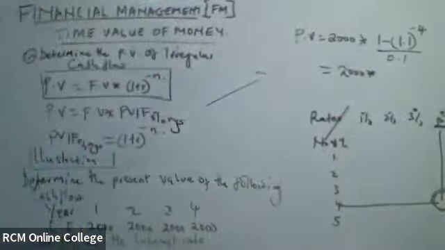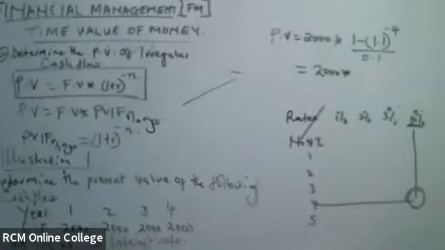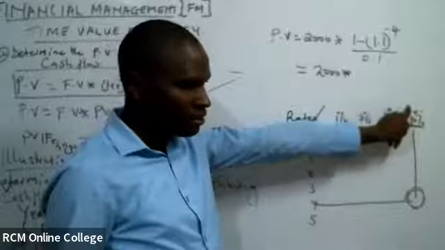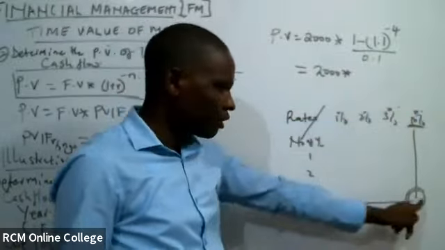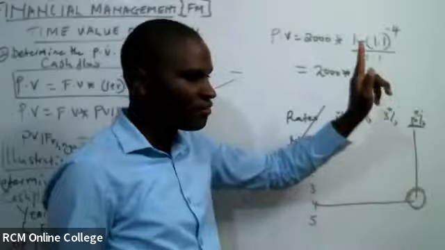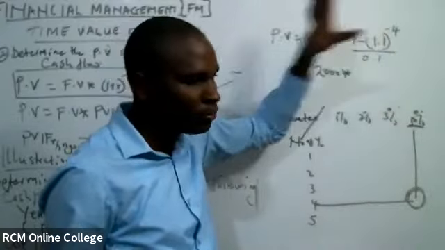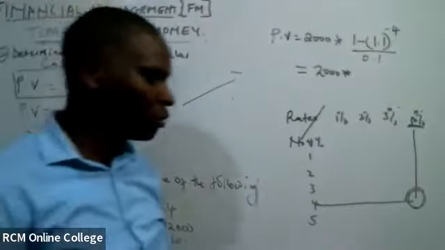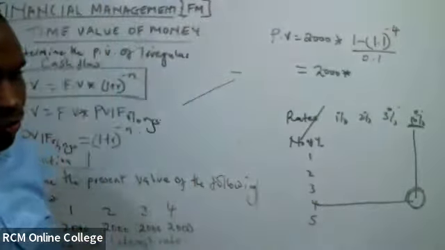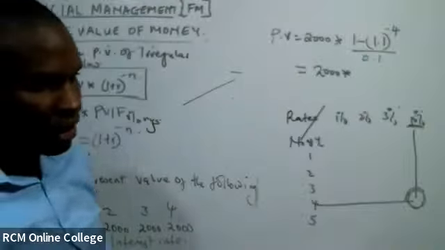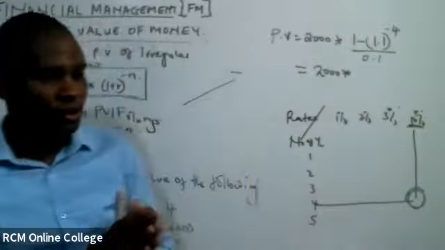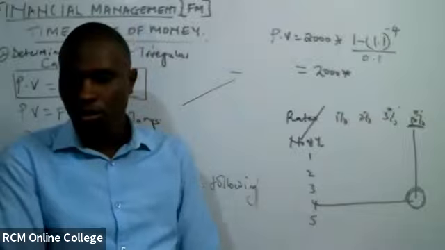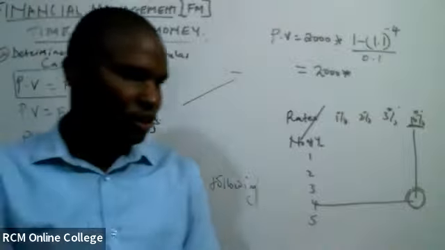Hiyo ndio value nasoma. Unaona? Tumia table, hiyo ndio value tunasoma. 10%, that is the rate. 4 years. Where they intersect, that is the value. But if you're using a calculator, just input that and give me the value to 4 decimal places. Always 4 decimal places. I am waiting for that. For those who are using a calculator. And if somebody is using a table, let me know what you're getting.